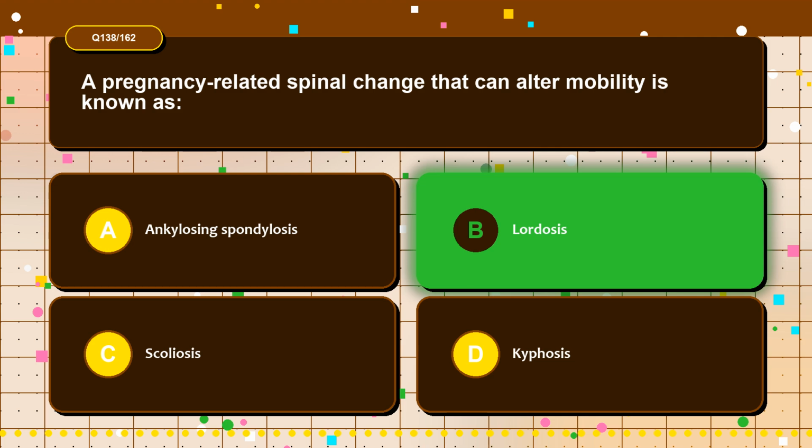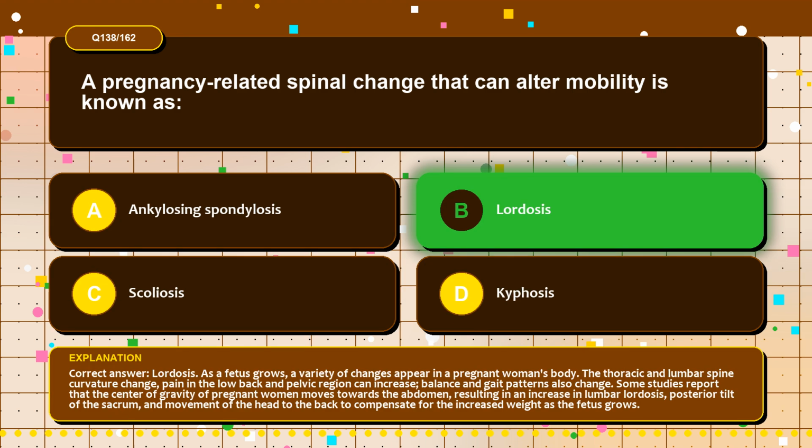The correct answer is option B, lordosis. As a fetus grows, a variety of changes appear in a pregnant woman's body. The thoracic and lumbar spine curvature change, pain in the low back and pelvic region can increase. Balance and gait patterns also change.